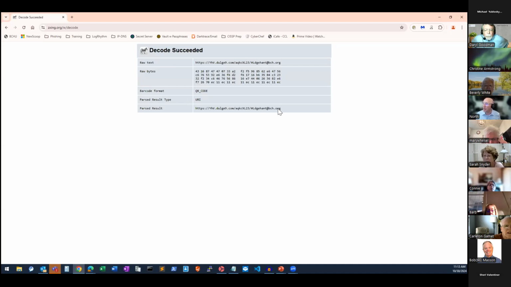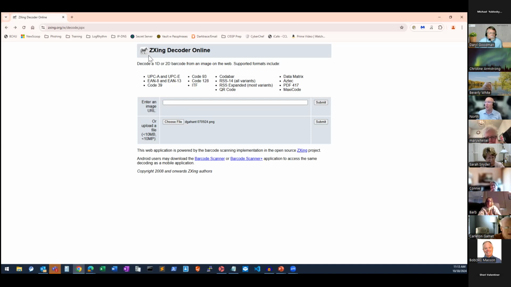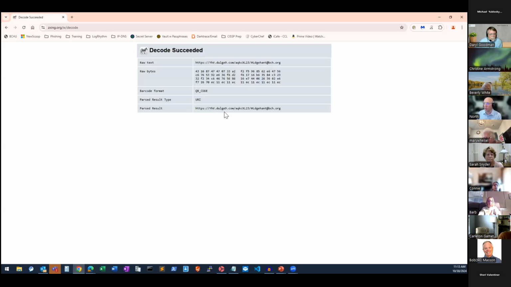And then from here, I can take this URL and go and break that down and decode it, or defang it rather. So ZXing Decoder Online is the safest way to do it because it just tells you what the URL is. And then from there, you have complete control over whether you navigate to that site or not.